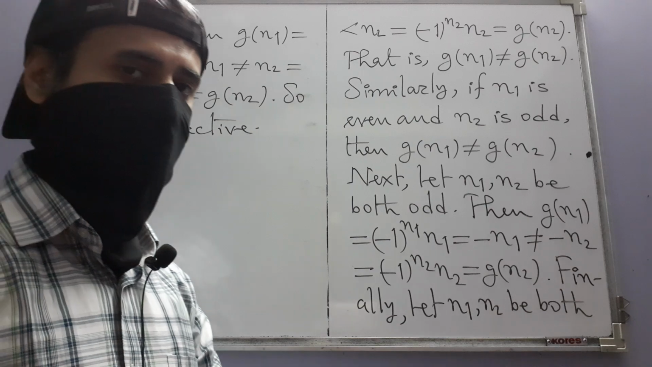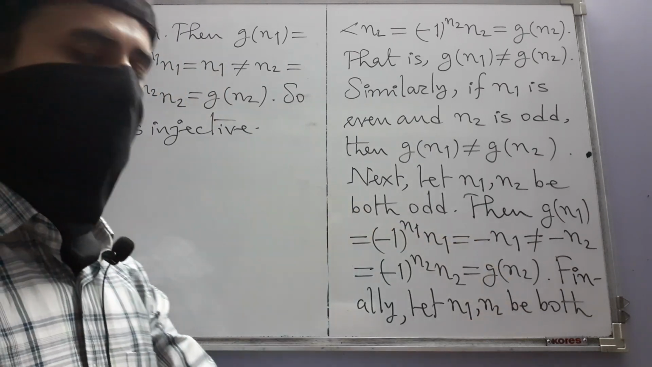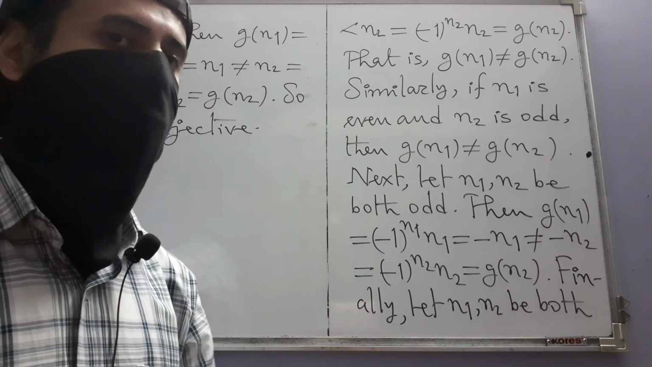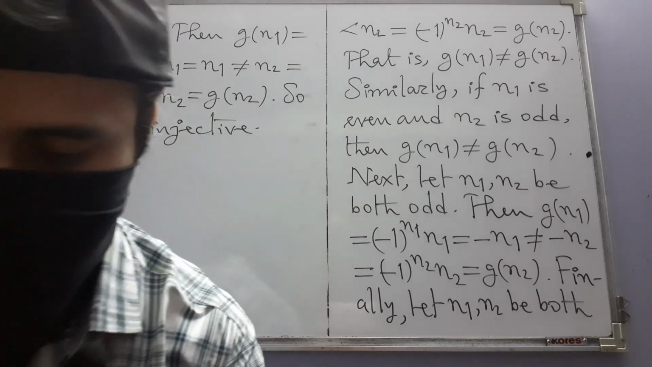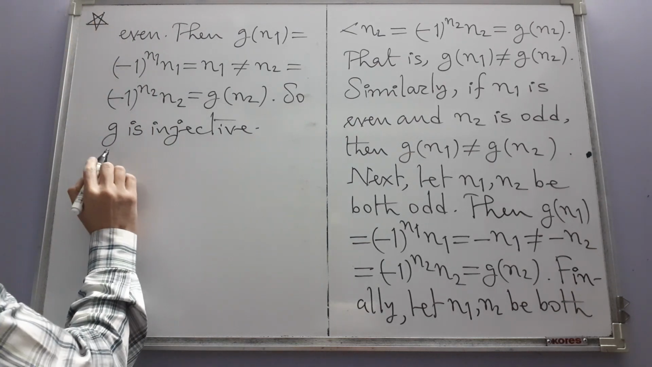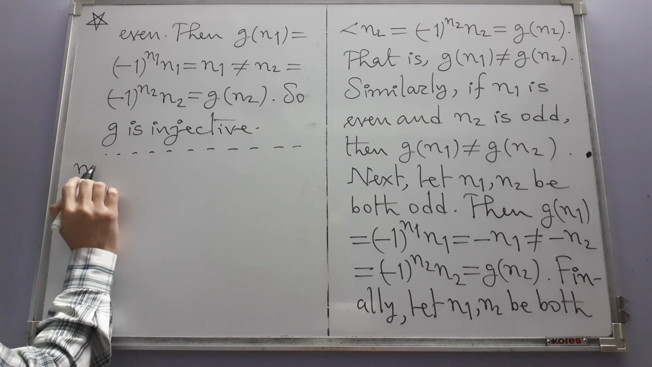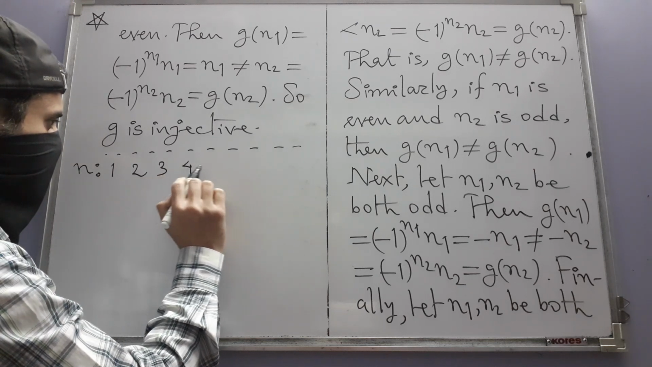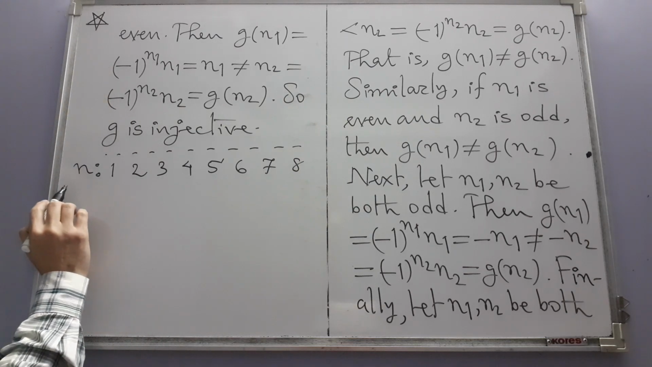Next, we also have to show that g is not surjective. That means not every integer is going to appear as an output. But which integer fails to appear as an output? We need some kind of guess for that. And that's why let's just see some g values of positive integers. This is not a part of the solution. It's a rough work. We do this kind of things when we get stuck and we want some help.